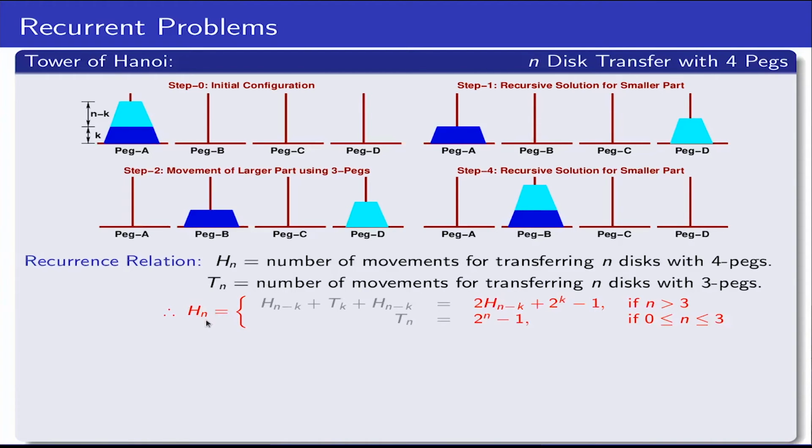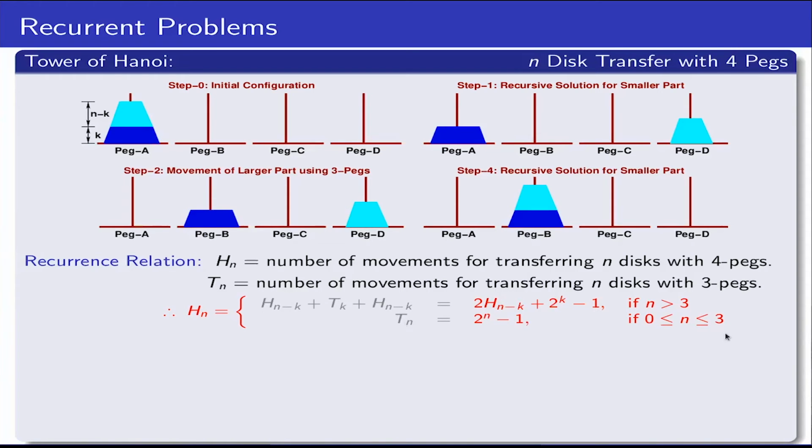Depending on that, you can see the recurrence is as follows. If Hn is the Tower of Hanoi problem of moving n disks with 4 pegs, it involves putting n minus k disks with 4 pegs to peg D, putting the k disks with 3 pegs from peg A to the destination, that is Tk, the earlier recurrence that I have developed while transferring n disks with 3 pegs, and Hn minus k is again putting back those n minus k disks, which I temporarily put in peg D, using all the 4 pegs as I explained, back to B. So this is the overall movement of the problem.